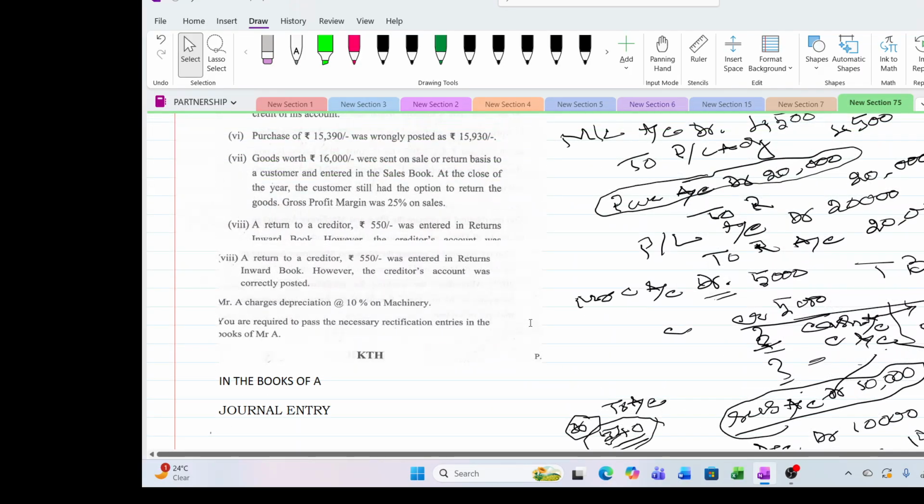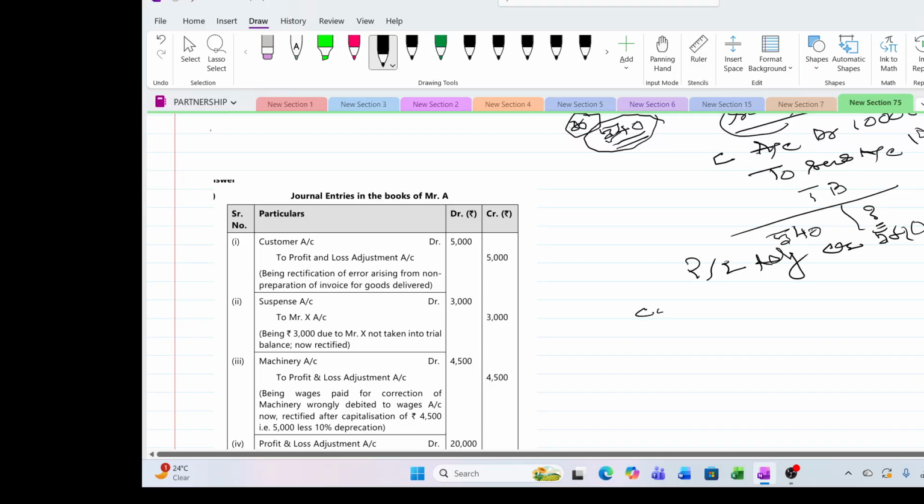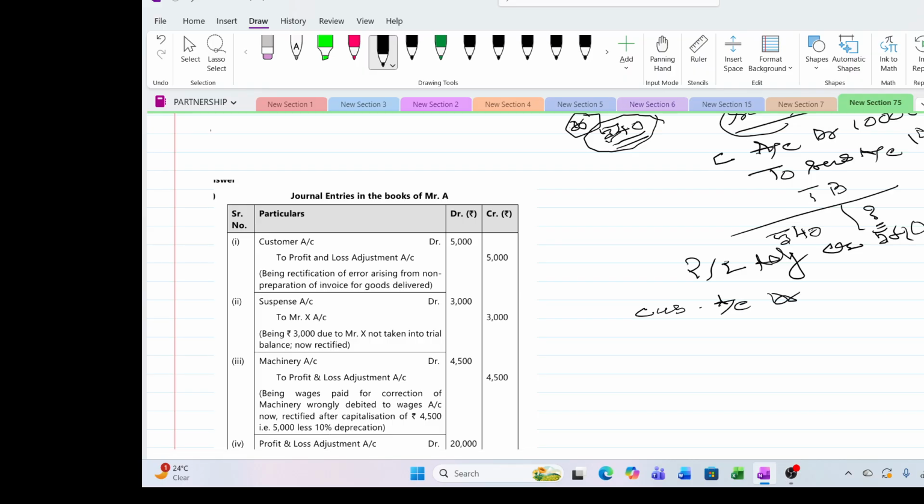Now coming to the next item: goods worth 16,000 were sent on sale or return basis to a customer and entered in the sales book. So it is considered as sales. What would have happened when they consider it as sale? Sale means it is including profit. Okay, customer account has to be debited. Customer account would have been debited with 16,000 and it is recorded as sales in the previous year, with sales account credited with 16,000.